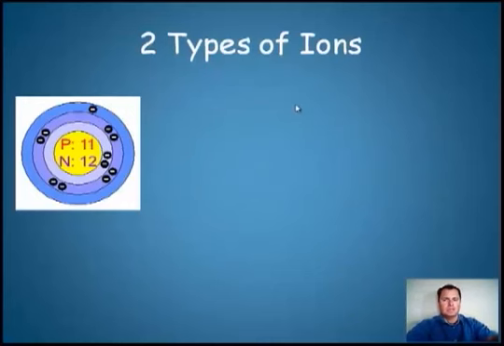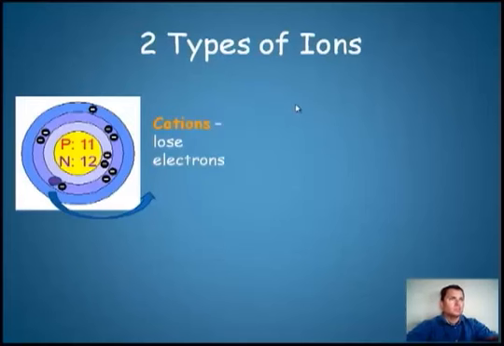So there are 2 types of ions. So let's look at this one first. The first type is what we call a cation. And cations are atoms that will lose electrons. So if you lose electrons, you will have more protons than electrons, which means you have a positive charge. Okay? So cations lose electrons. You have more positive charges now than you have negative. So if you lose 1 electron, you become a +1.